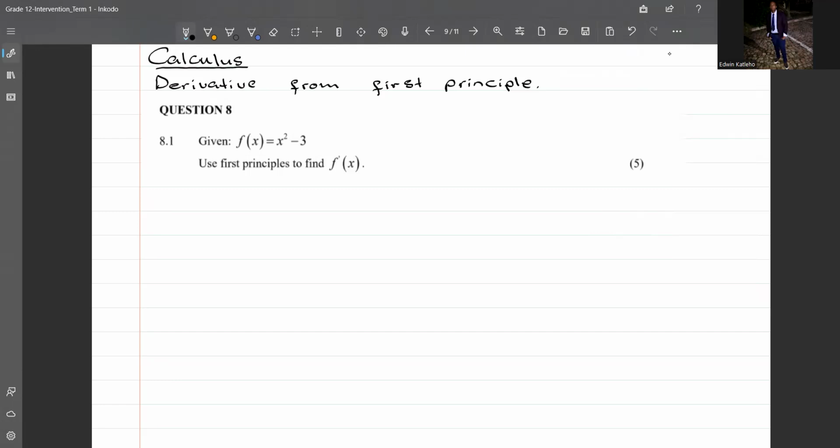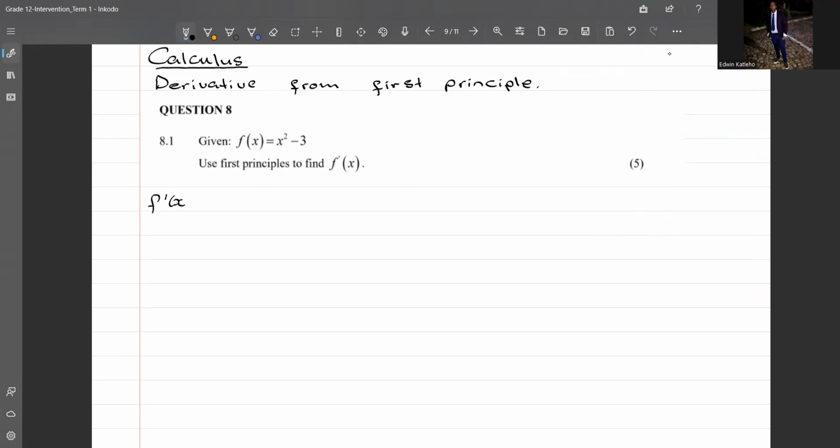Now, looking at question 8: given f of x equals x cubed minus 3, use first principle to find f prime x. F prime x, remember, this is the derivative. What do you need? My recommendation is that you must remember the main equation of your derivative is written in this manner.